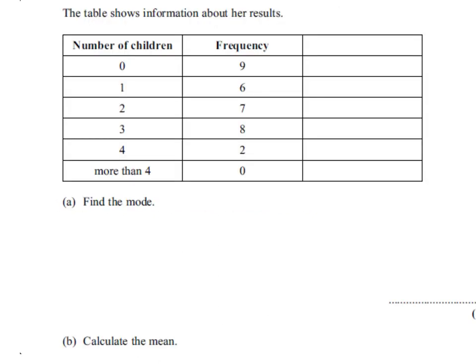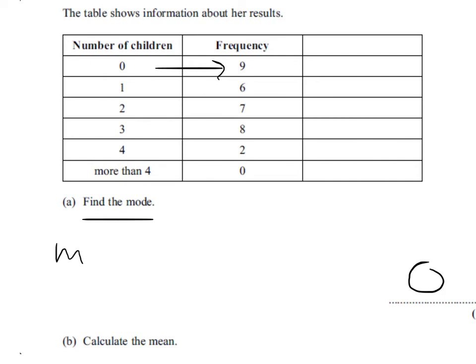Okay, so first part of the question says, find the mode. Now the mode will be the number of children that comes up the most, and the number of children that came up the most was, the frequency was 9, the number of children is 0, should I say, so the answer is 0 children came up most.